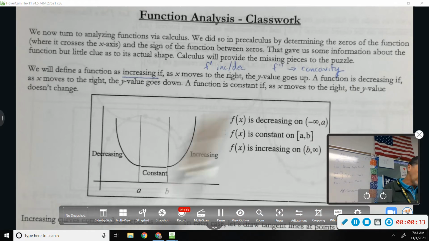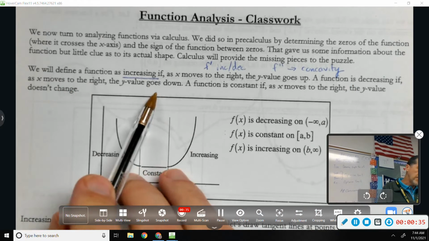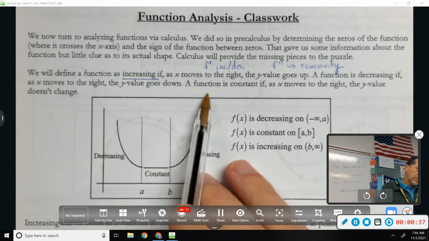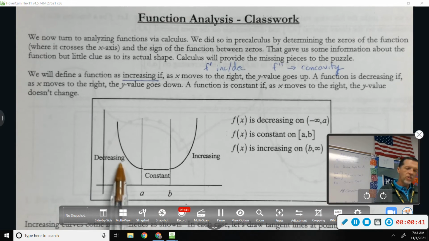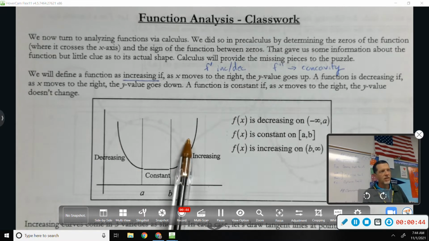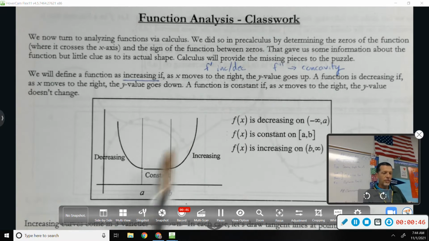A function is decreasing if as you move to the right, the y value goes down. The function is constant if as x moves to the right, the y value doesn't change. Okay, we're good here. Decreasing, constant, increasing. I hope that's definitely old news to you.